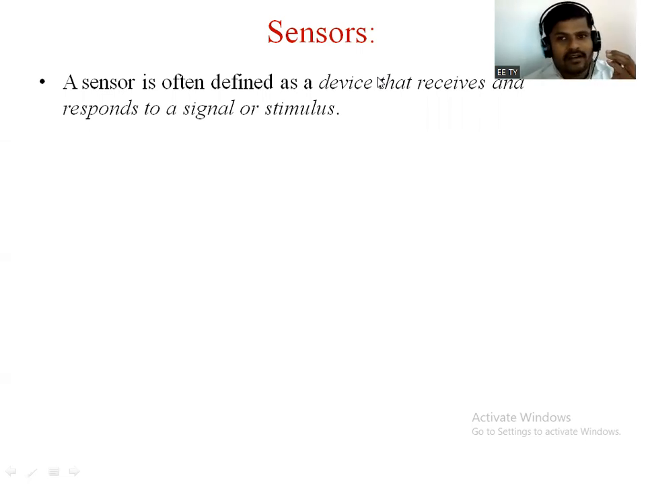Suppose we are considering one parameter like temperature. It is nothing but one physical parameter. We will give the definition of stimulus later. The sensor is a device that will sense that parameter, or receive that parameter, and respond to that.